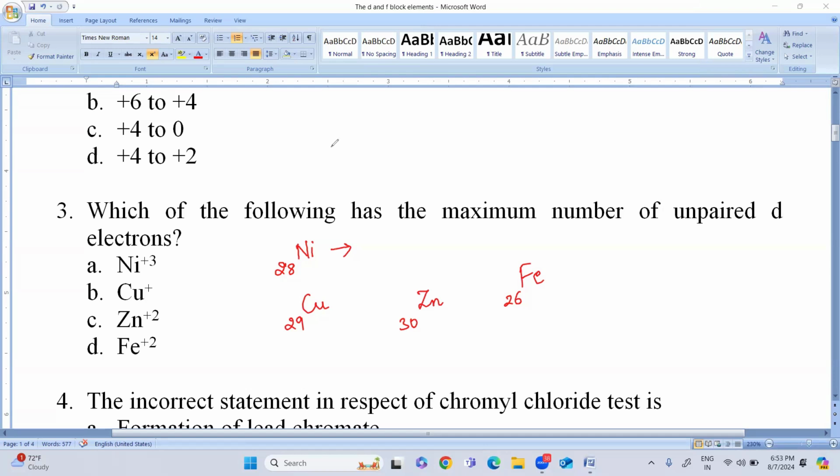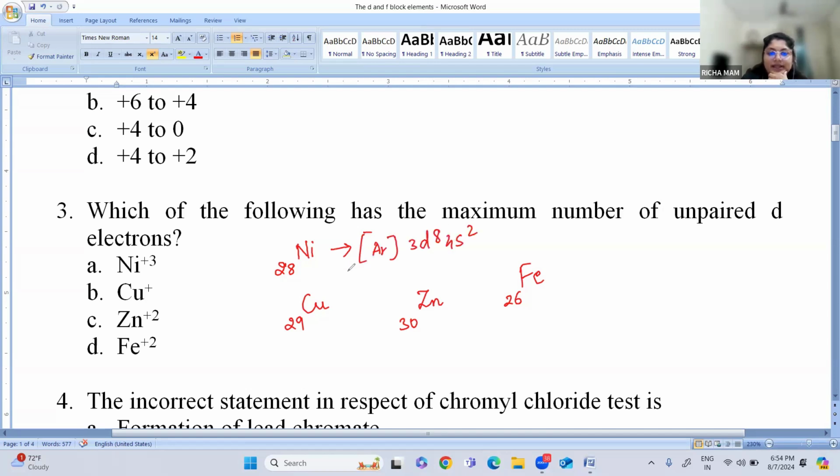Ma'am, for each element we should say? Yes, for each element you have to see and tell which will have the maximum. Just try. I'll write the electronic configuration, then you tell. Argon, then 3d8, 4s2. Argon is 18, then 3d8, 4s2. Copper, write for copper now.